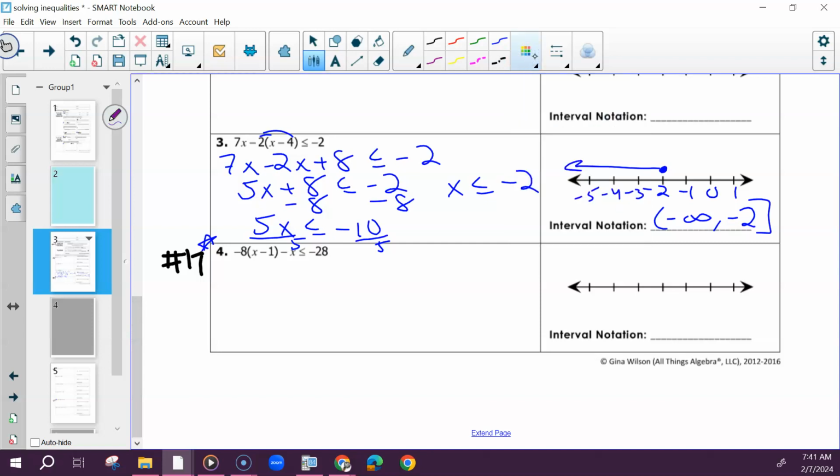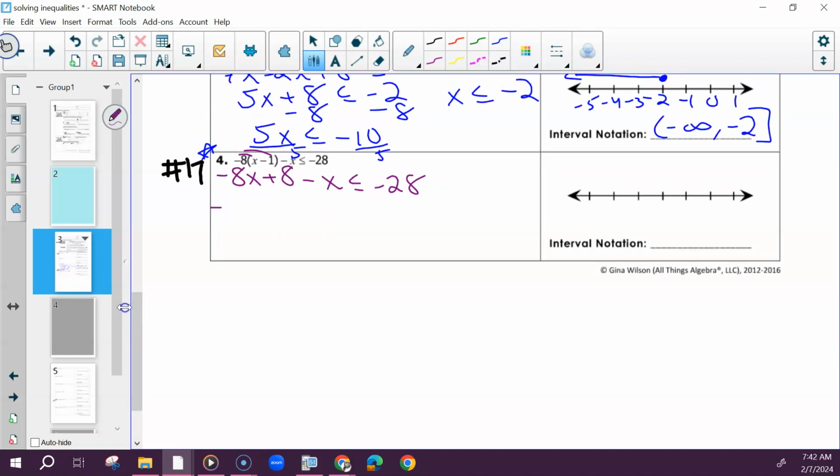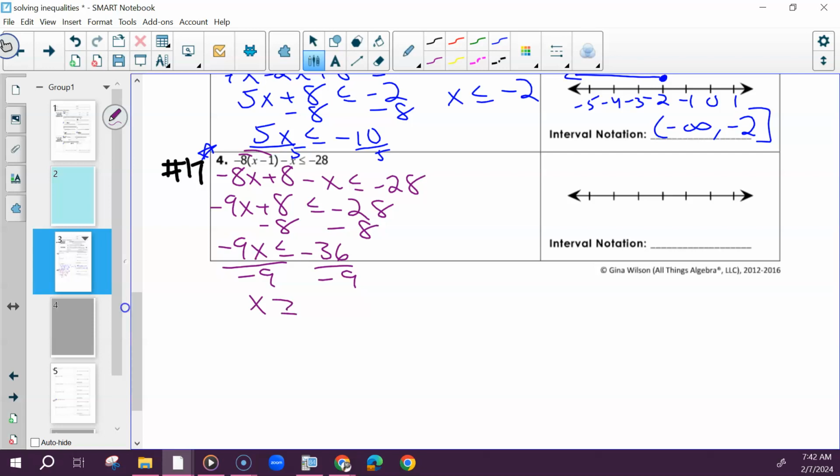Distribute the -8. Be careful with your signs. Combine your like terms. Get rid of 8 by subtracting. And when we divide, is the sign going to change? Yes. Not only the direction of the sign, but also the symbol is going to be now greater than or equal to positive.